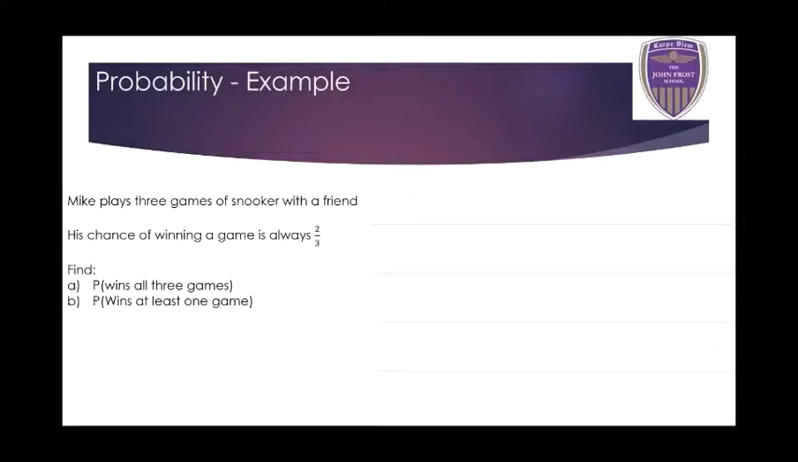Mike plays a game of snooker with a friend. His chance of winning a game is always 2/3. Find the probability that he wins all 3 games. Find the probability he wins at least 1 game. So hopefully we should start to be getting the hang of this now. So he wins all 3, and that is going to equal the probability of win, win, win. And there's going to be 2/3 times 2/3 times 2/3. 2 times 2 times 2 is 8. 3 times 3 times 3 is 27. Can't simplify that. 8 over 27. That's the chance of him winning all 3 games.